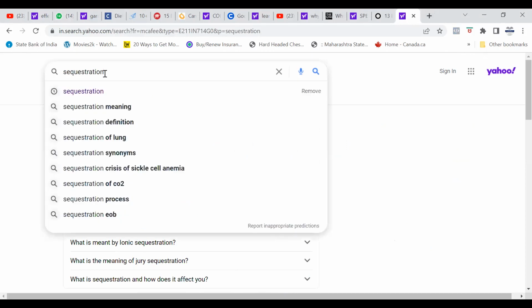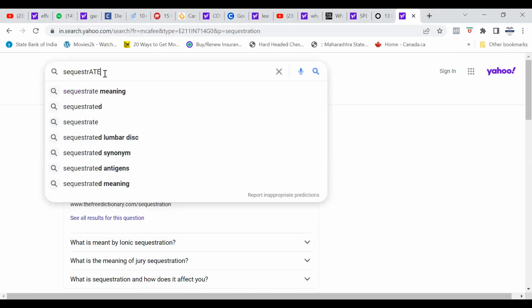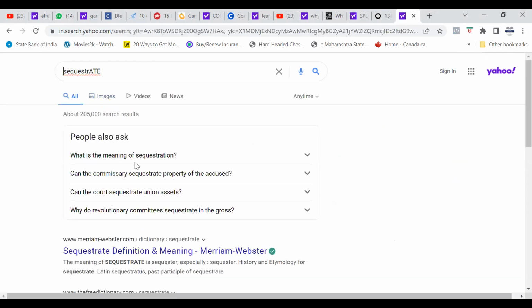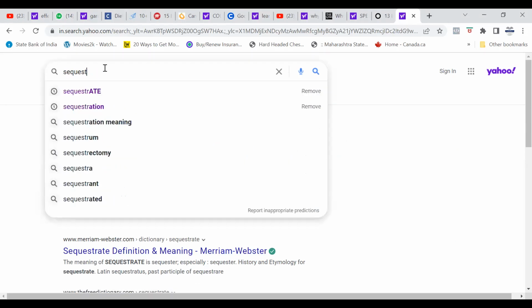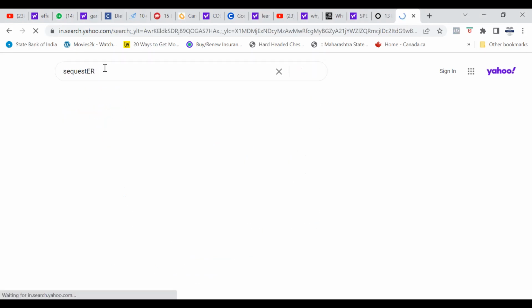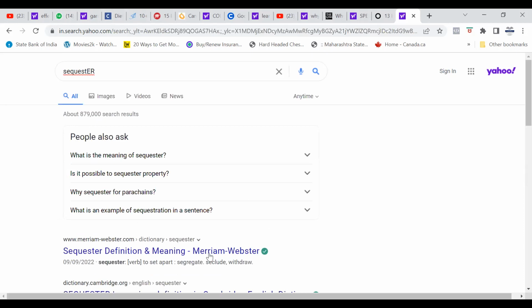Sequestration, sequestrate, sequester. Okay. Many words are there. Sequester is a very uncommon word; I have not come across it. Segregate, seclude, separate it. So carbon sequestration means we are going to separate it.